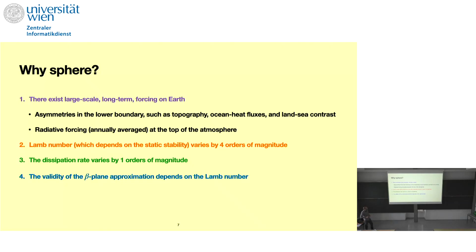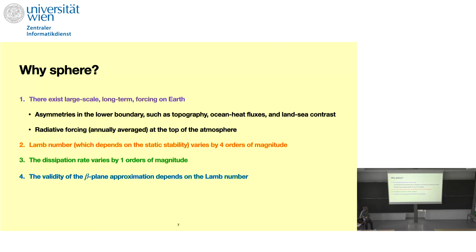Then the Lamb number, which depends on the static stability, varies by at least 4 orders of magnitude on Earth. So it's not like a single value. And likewise, the dissipation rate, which is very difficult to constrain by observation, varies by at least 1 order of magnitude. And this is the place also to mention that there is ample evidence to suggest that these two also change under climate change. So it's additional motivation to consider a range of values.